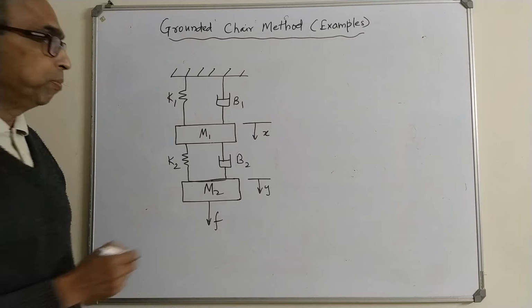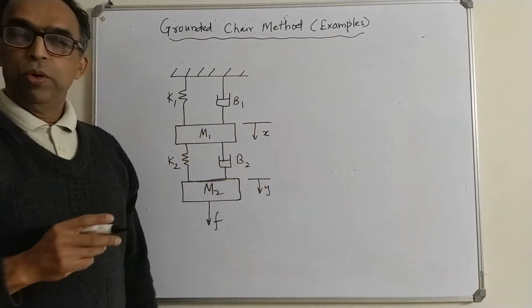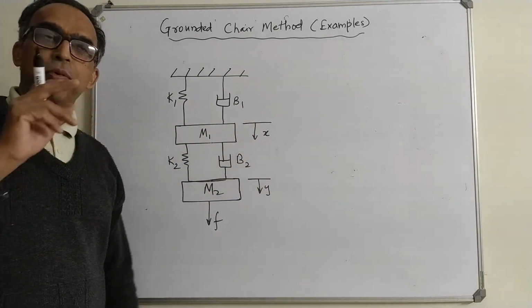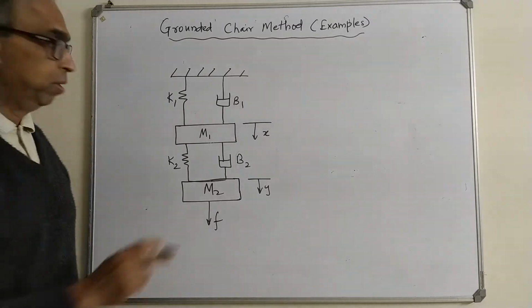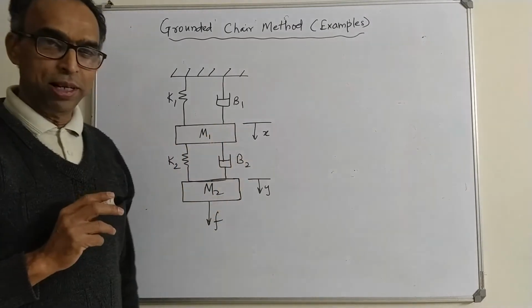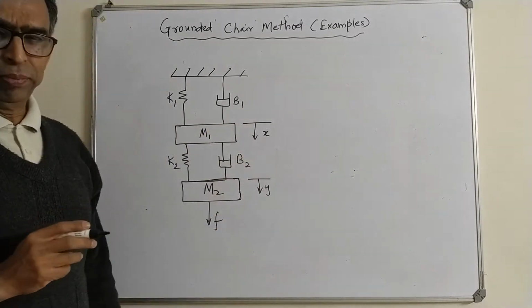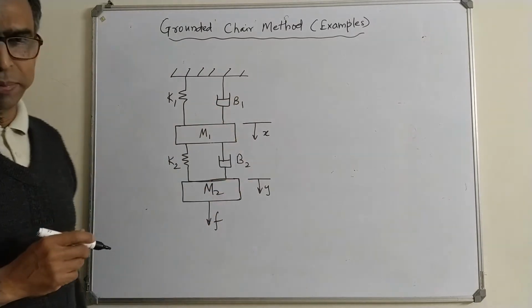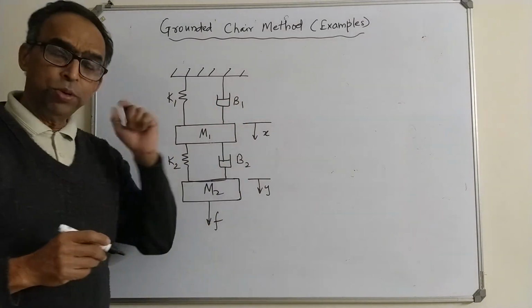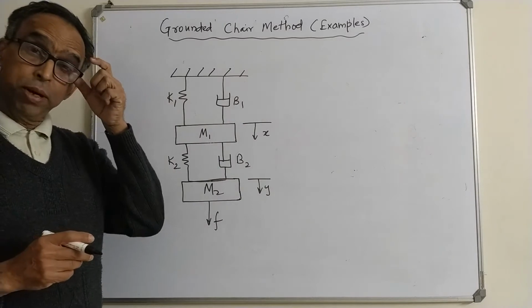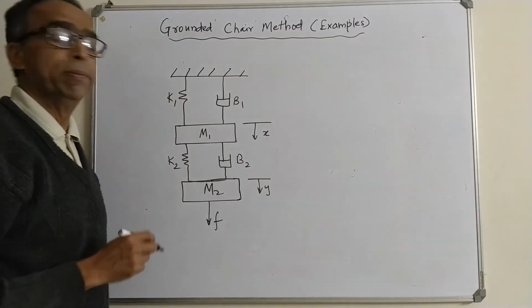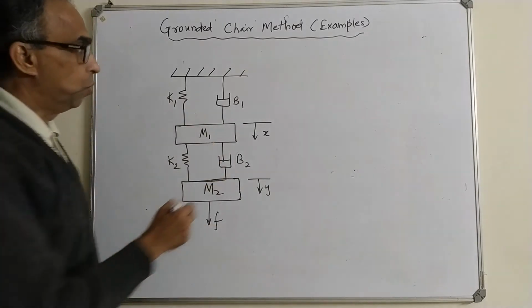Why 2 degree of freedom? Because I have 2 degrees of freedom of motion, X and Y, 2 coordinates. I can even have X1 and X2. I can have any nomenclature for that matter. Degree of freedom corresponds to freedom of motion. So I have 2 coordinates.